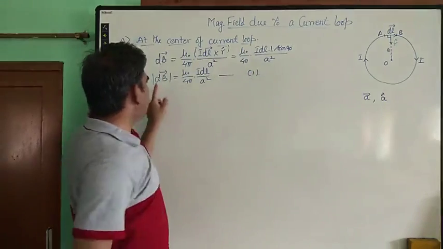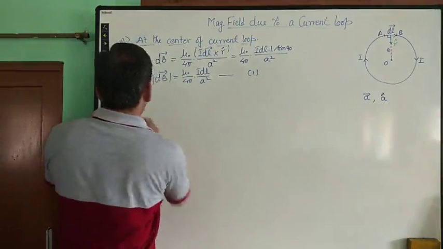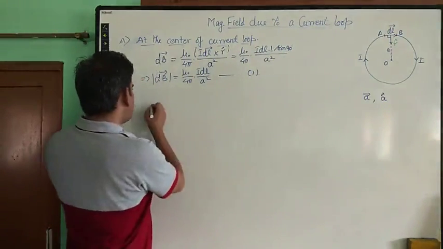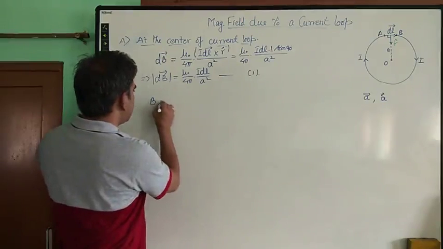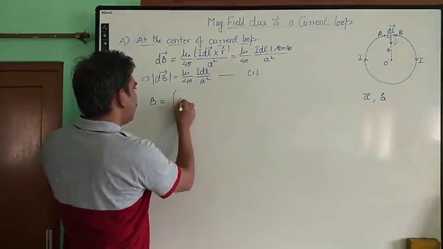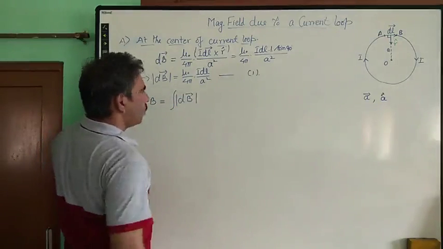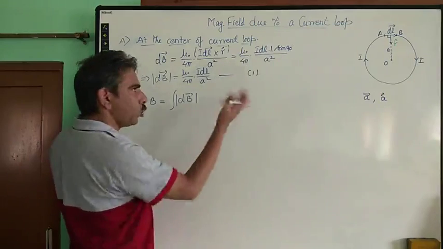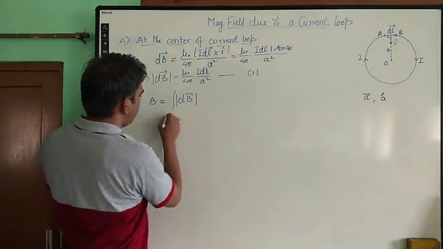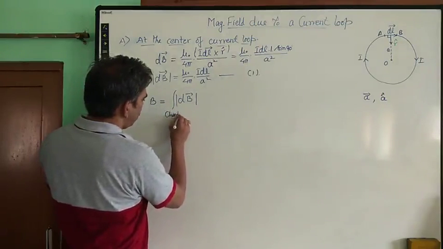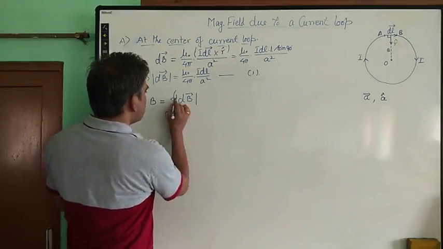If this is the magnetic field due to a small length element of the loop, then what will be the total magnetic field due to all such length elements? The total magnetic field, which we represent with capital B, is equal to the integration of all such magnetic fields over the loop. Because the loop is closed, we represent it either by writing that it is a closed loop which is giving the magnetic field, or we put a circle sign on the integral.